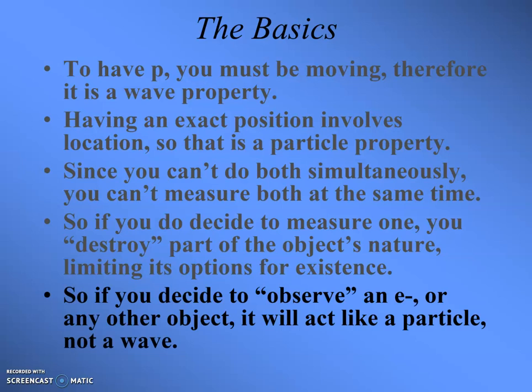So, for example, if you decide to observe an electron or anything else, you will then cause it to act like a particle, because if you observe it, you know where it is, you're giving it location. If you give something a location at any time, it's a particle thing, not a wave thing. Therefore, it can't act like a wave, it has to act like a particle. Okay, I know this is getting kind of fast, kind of weird, but these are the basic ideas.